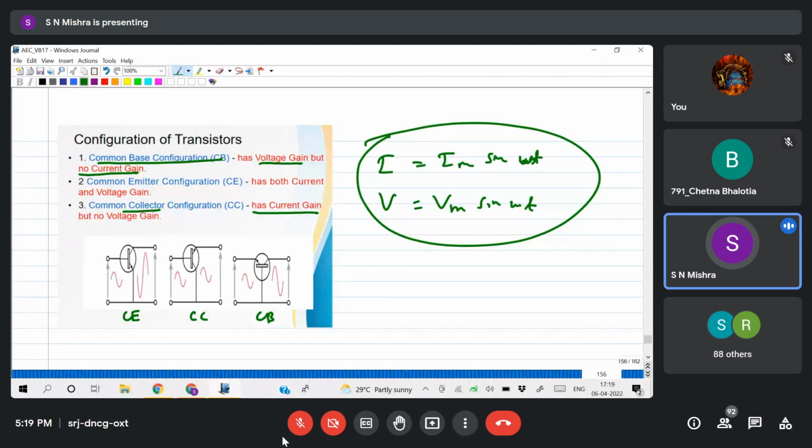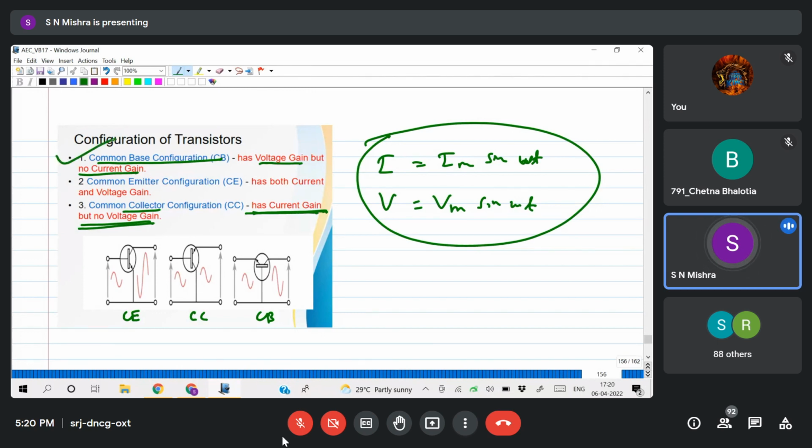Whatever real-time signal, like my mechanical signal or voice signal, will be converted by the transducer, and this signal is given to the amplifier. So a current or voltage signal will be given to the amplifier and it will amplify that. If I take common collector, then it will have current gain. That means if I apply a current signal, it will be amplified, but it will not amplify a voltage signal.